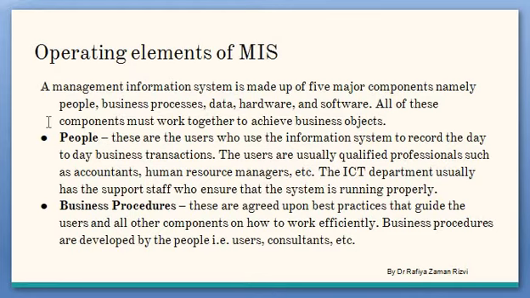A management information system is made up of 5 major components. I think we have already discussed these, but in the second unit also we have operating elements. So the components are also known as the operating elements of MIS, okay? Namely, people, business procedures or processes, data, hardware and software, okay? All these components must work together to achieve the business objectives. So these are very self-explanatory. We'll quickly go through them.